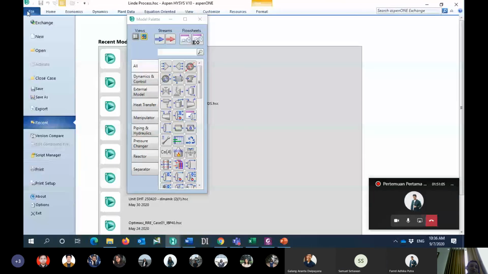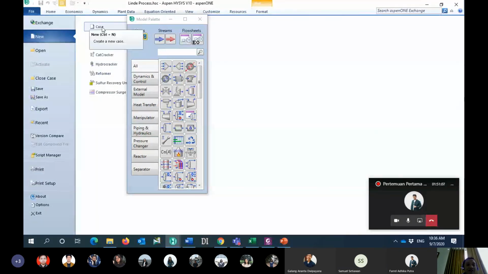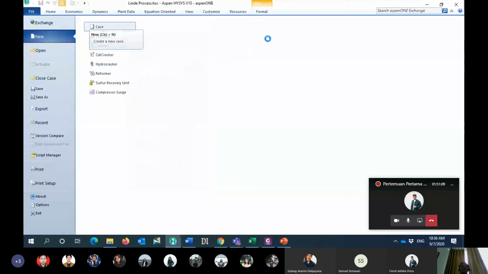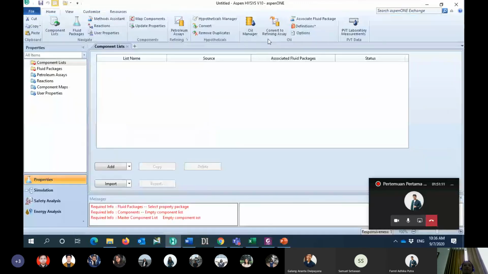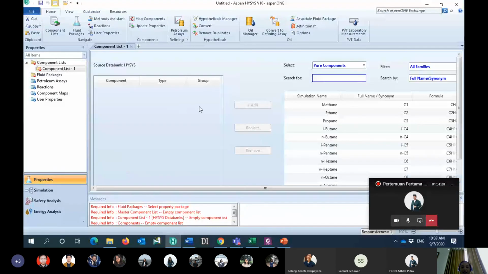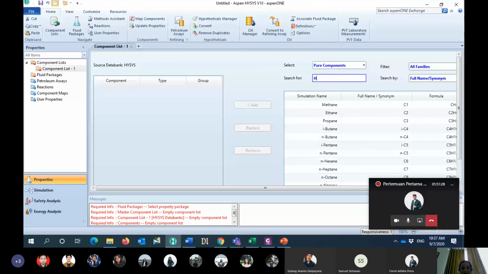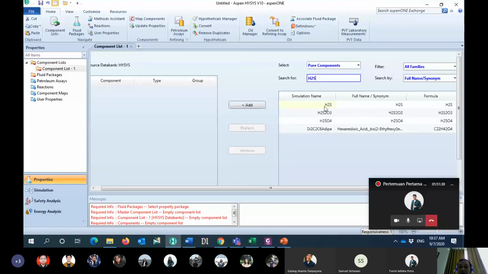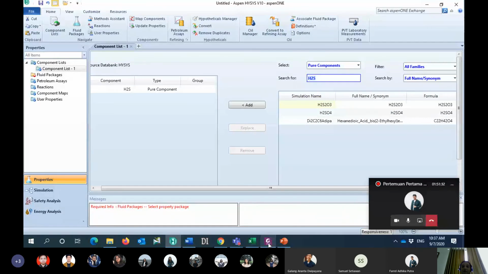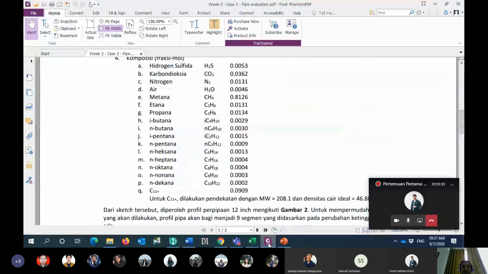Okay. So I will start with the new simulation, with the new case. I will define the components, because in ISIS I have to define the components first. I will put all of the components there. For example, H2S, I will put H2S here, and then CO2.